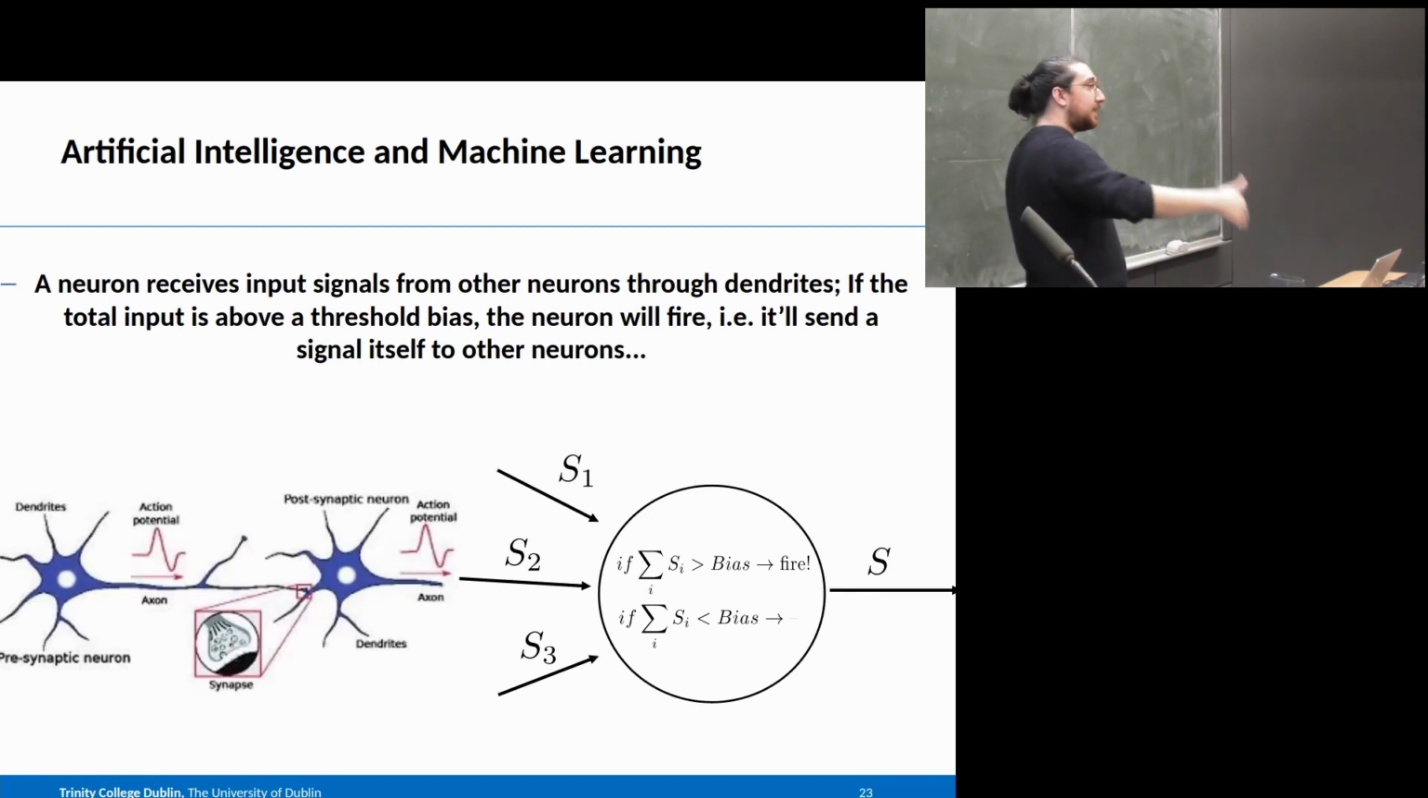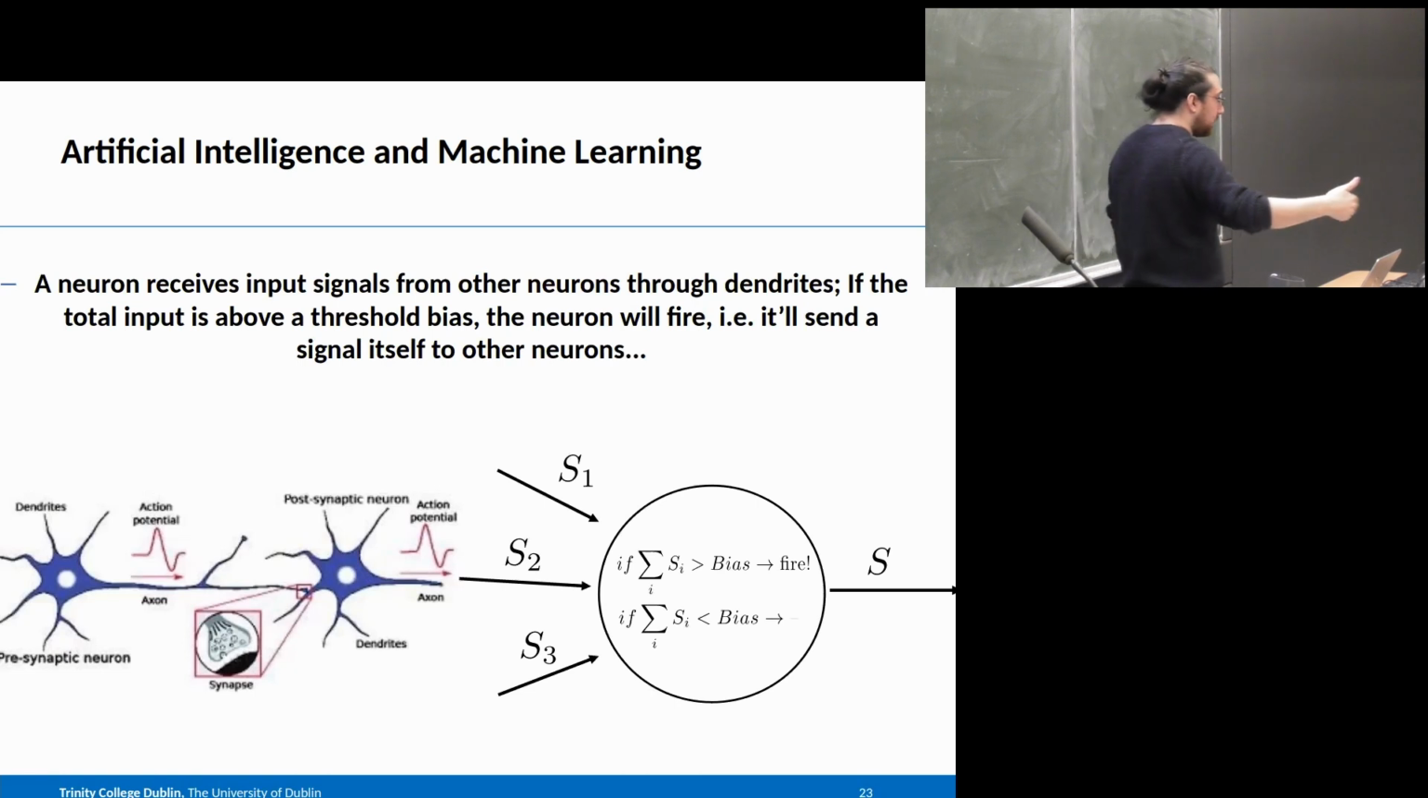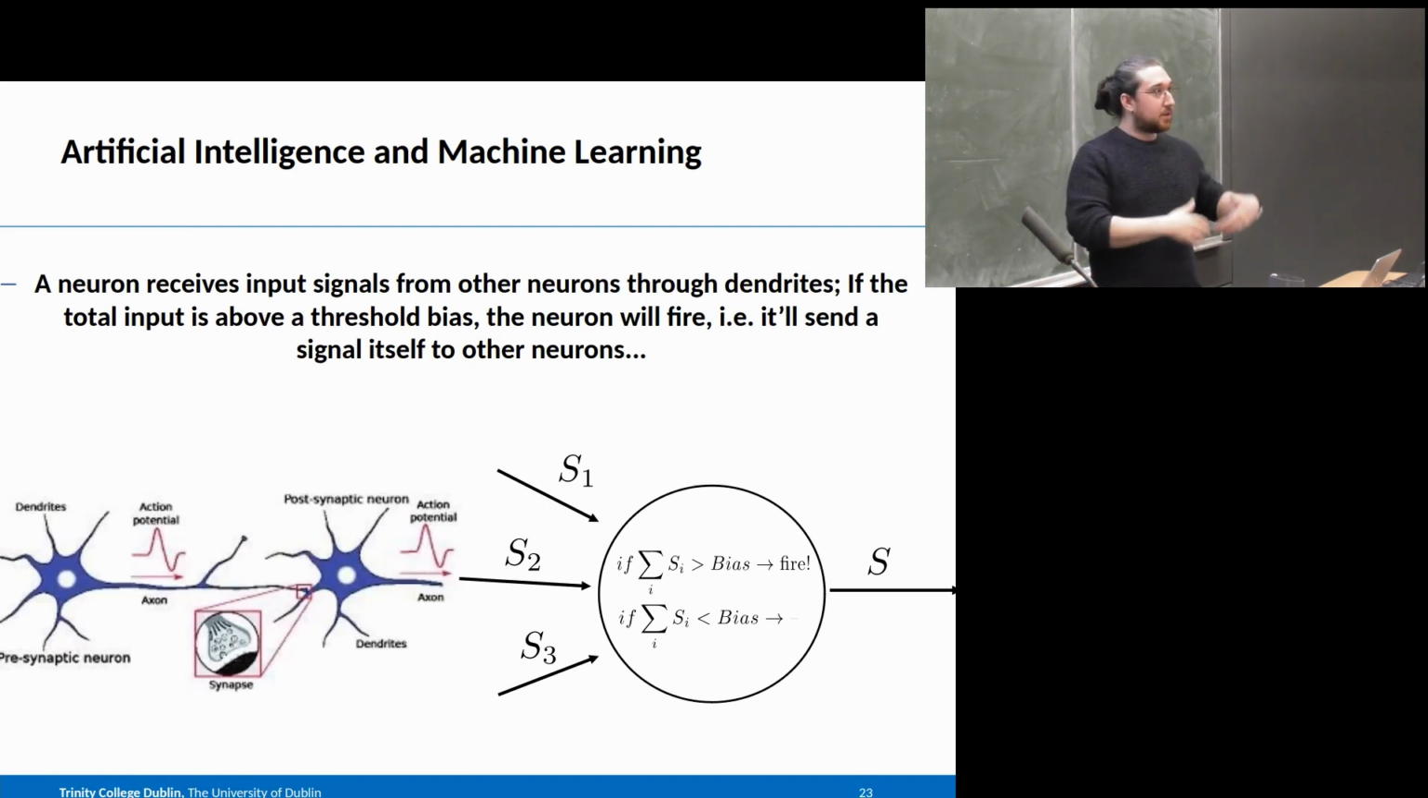Each neuron will send a signal to other neurons. And if a neuron receives many signals above a certain threshold, it will send itself a signal to another neuron. So you create this sort of cascade of signaling inside the brain, and depending on the property of each neuron, you will have different processes like this.